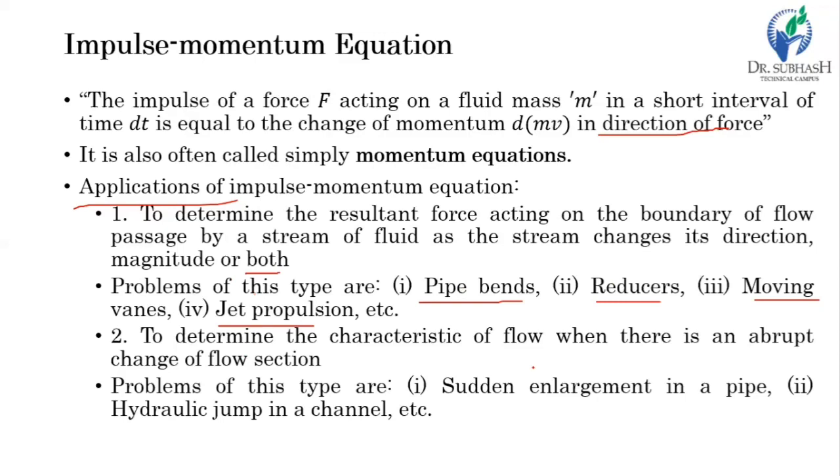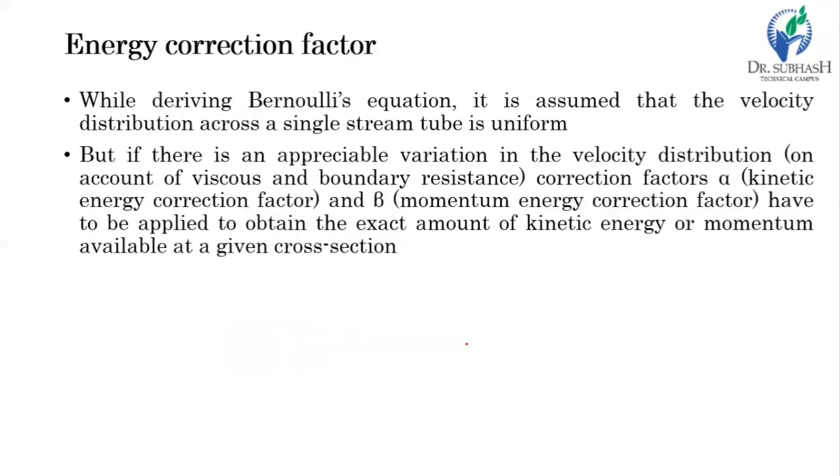Then, to determine the characteristics of the flow when there is an abrupt change in the flow section. Abrupt change, say suddenly it may increase or it may decrease, say sudden enlargement in the pipe or sudden reduction of the pipe, or cross-sectional area reduction, and the hydraulic jump in the channel. So in all these cases the hydraulic momentum equation, or simply the impulse momentum equation, is used for the derivation of the governing equation. Now let's see the energy correction factor.